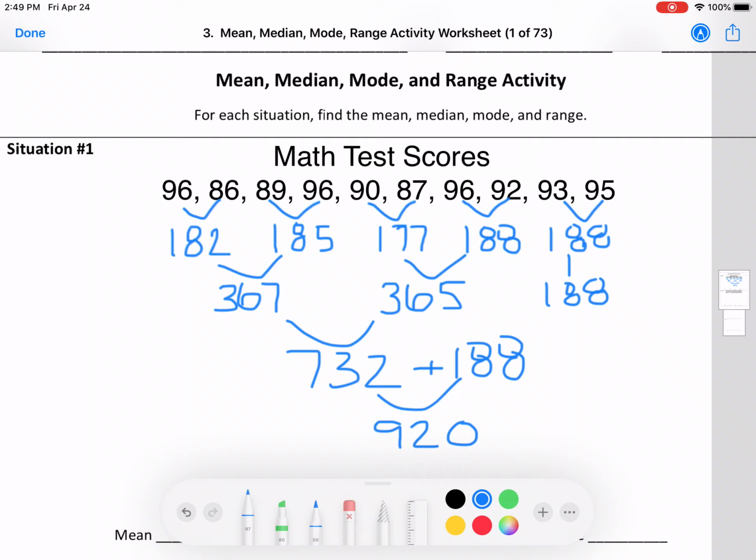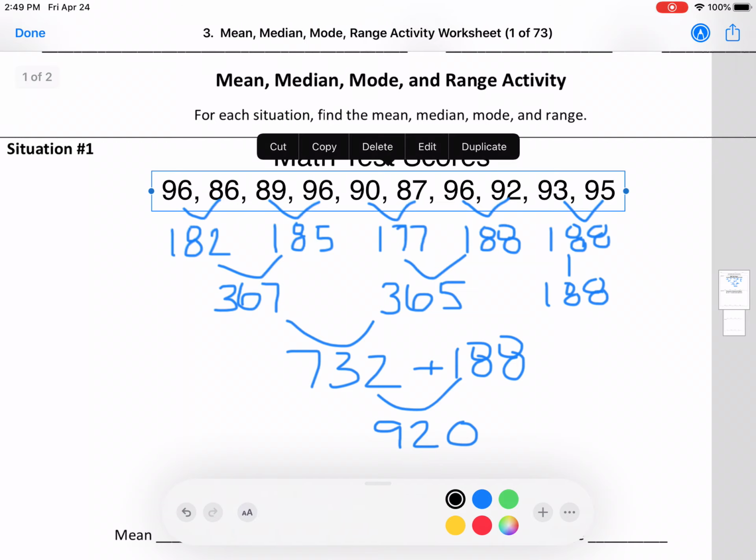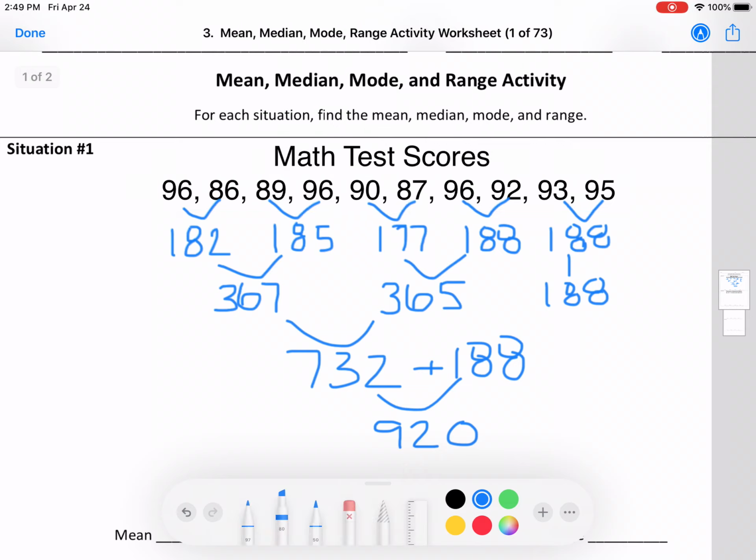Now I need to look at my list and figure out how many numbers I have, because I'm going to take that sum and divide by how many numbers are on my list. So I have 1, 2, 3, 4, 5, 6, 7, 8, 9, 10. I have 10 numbers in my list. So for my mean, I'm going to take 920 and divide by 10.